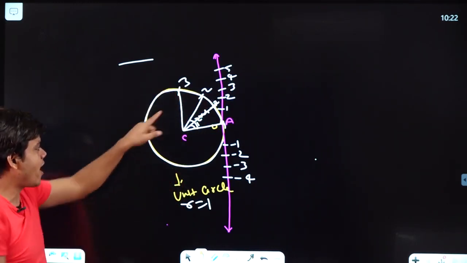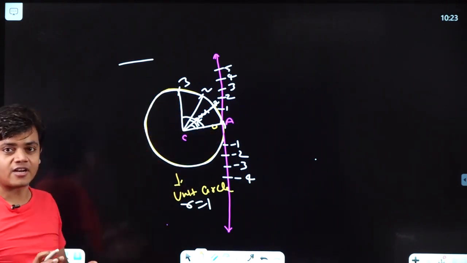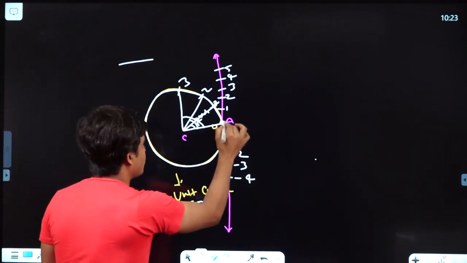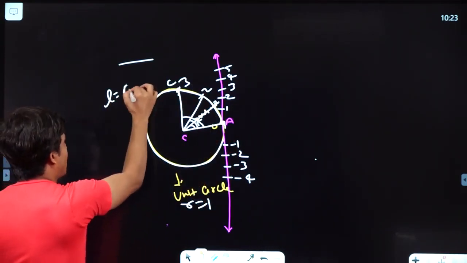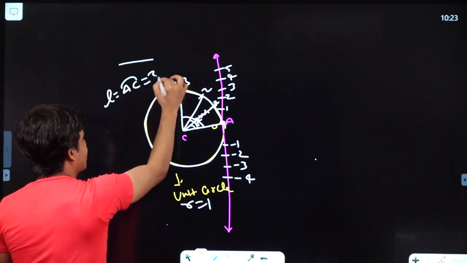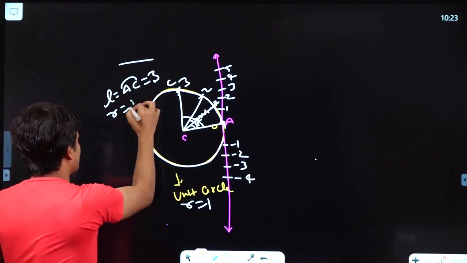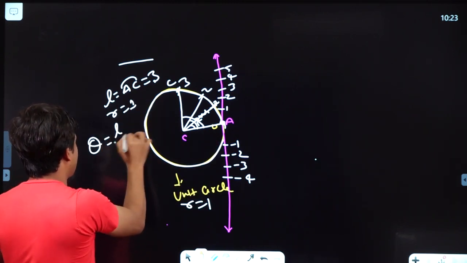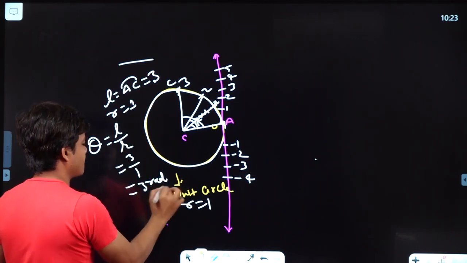Again, after rolling this, we are going to get 3 over here, and if we join that point with 3, then certainly this angle will be 3 radian. How can you say this? This is your point A, and think this is your point C. Then your L, the length of arc, is 3 unit. And what is the radius? Radius is 1. Therefore, what will be your theta? L by R, which is 3 by 1, therefore 3 radian.